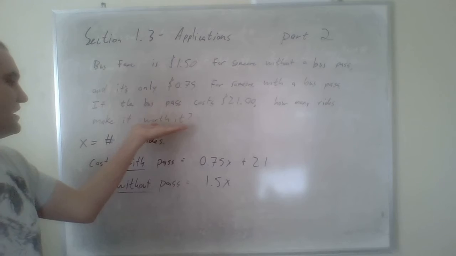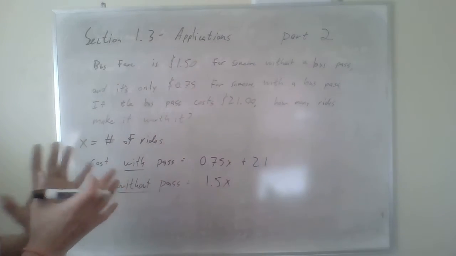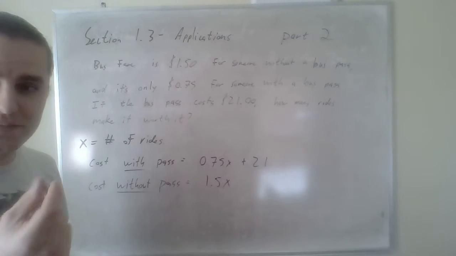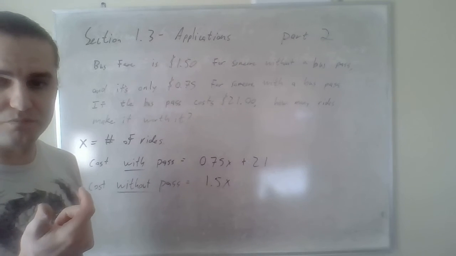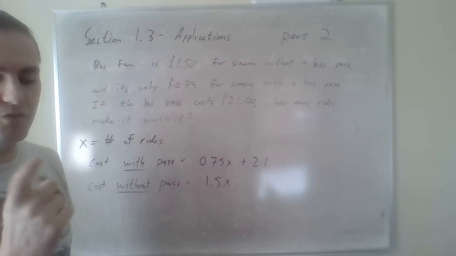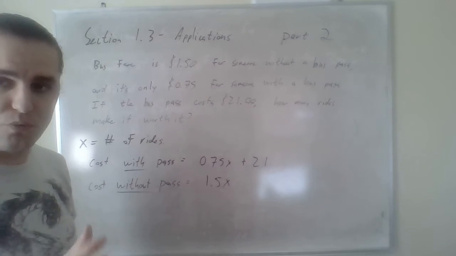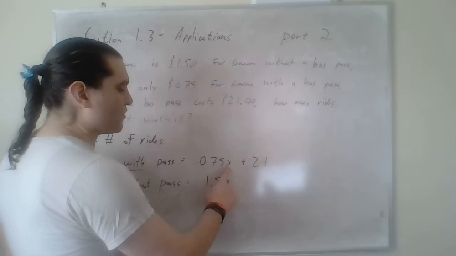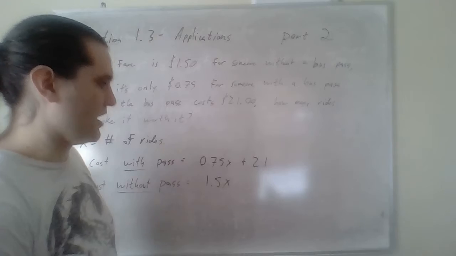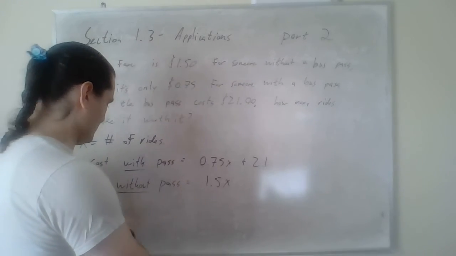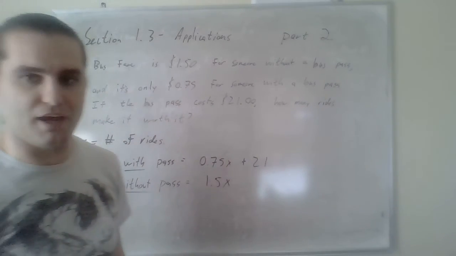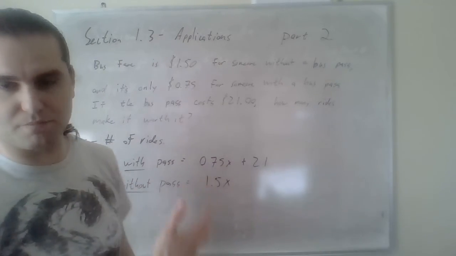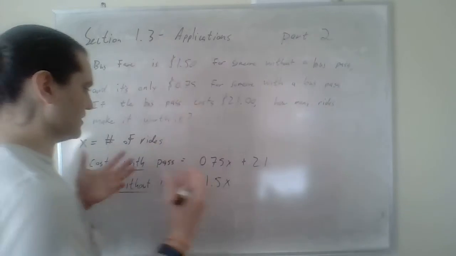Worth it in this case means we're looking for the point at which one of these values surpasses the other value. So we're basically looking for where they're equal. If we can find the number of rides that make them equal, then we can pretty safely assume that more rides than that and the bus pass is the better option. Less rides than that and not getting a bus pass is better. And if you were doing exactly that many rides, then it doesn't matter. They're the same cost.